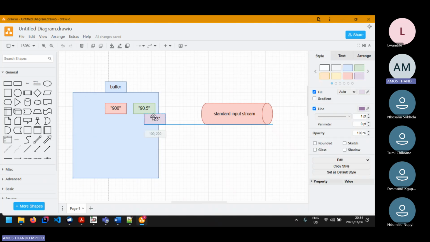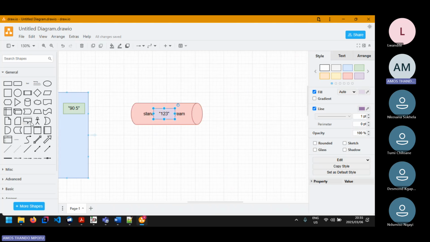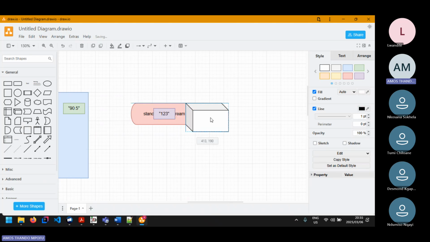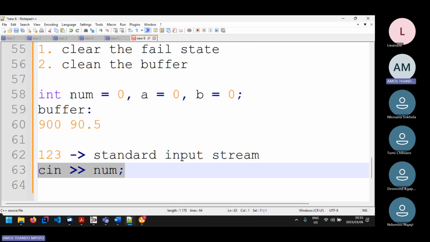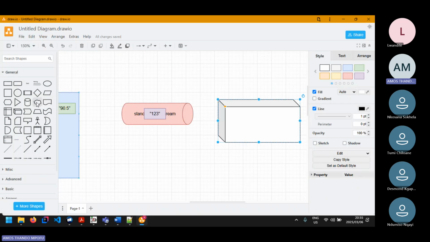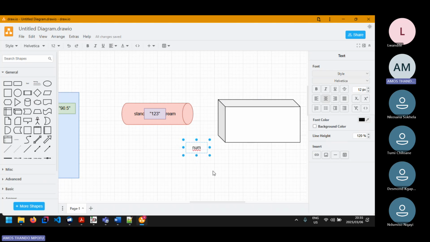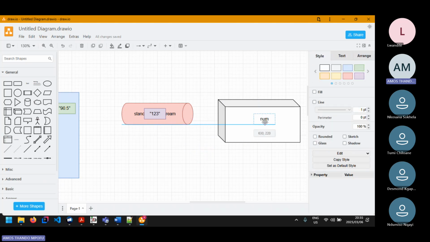When you see cin, it means take the number at the front of the buffer, which is 123, and transfer it via this pipe. But before it goes into a variable, remember a variable is just a box. So I'm going to have a box on this side. When you create a variable, think of it as telling C++ to create a box, and the variable name is the label on that box. It's labeled num.